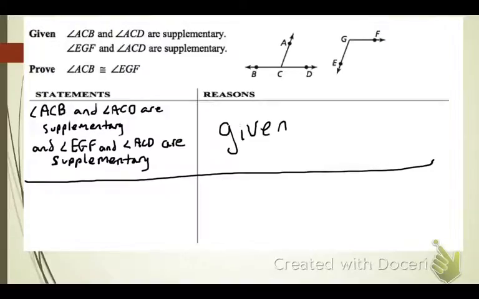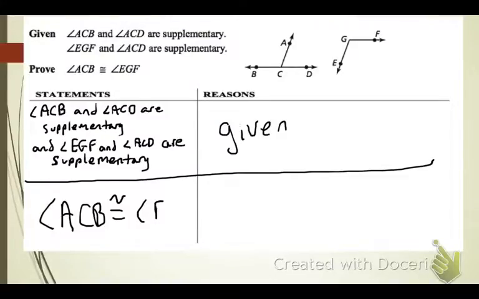But that's a whole lot of work to do the same thing as if we just use the congruent supplements theorem. The congruent supplements theorem just says if two angles are supplementary to the same angle, then they must be congruent to each other. That's what we have here. Because angles ACB and EGF are both supplementary to angle ACD, they must be congruent. That is the congruent supplements theorem.